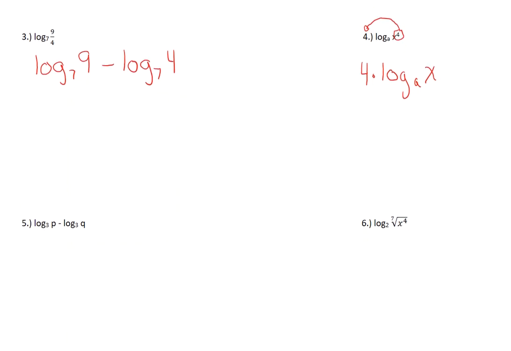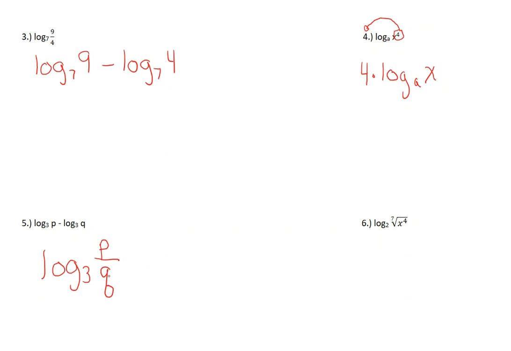Number 5, we're going to condense this again. So again, it's subtraction, so that means we're going to bring it together through division. Log base 3, because they both have the same base. The p goes in the numerator, and then we do division by q.